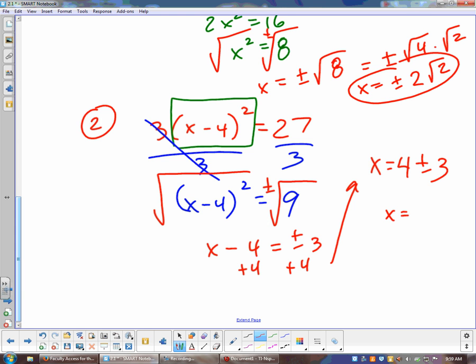All right, 4 plus 3 is 7. 4 minus 3 is 1. So these are my 2 solutions. I could plug them both in for x, one at a time, of course, and see that they both work. Are we okay with this? All right.